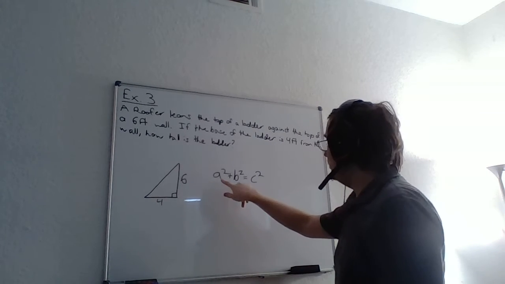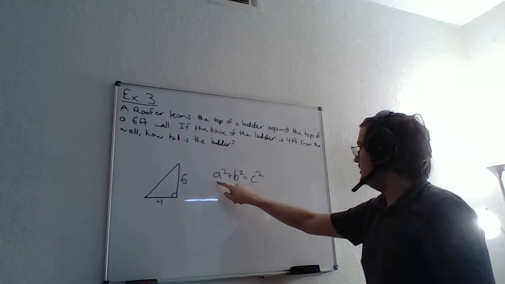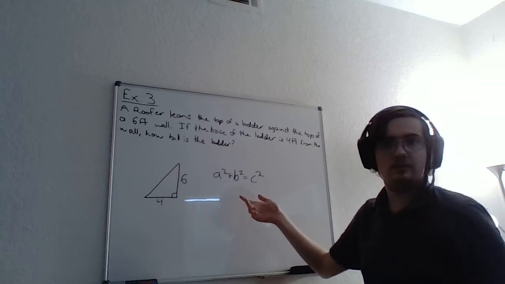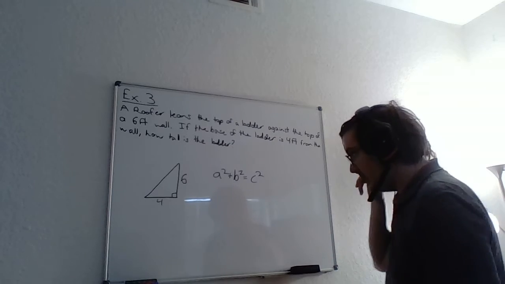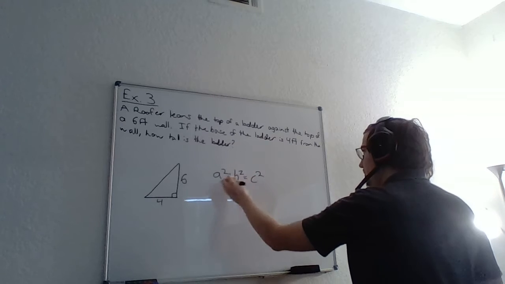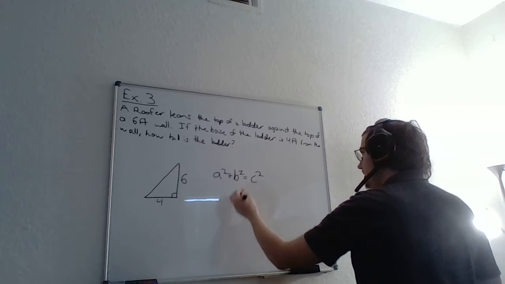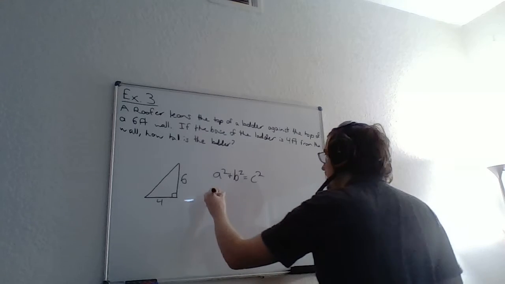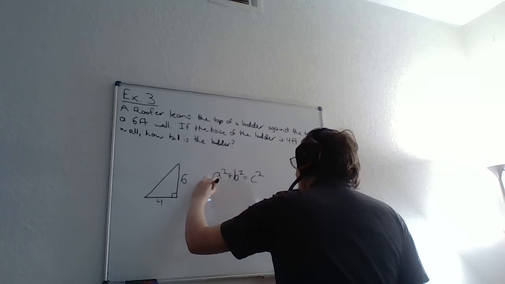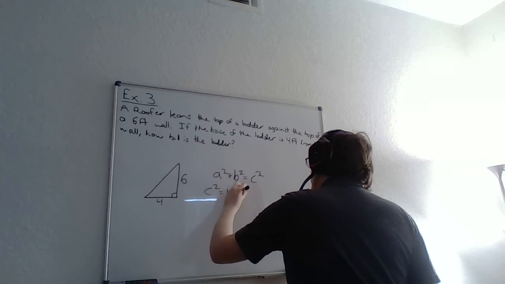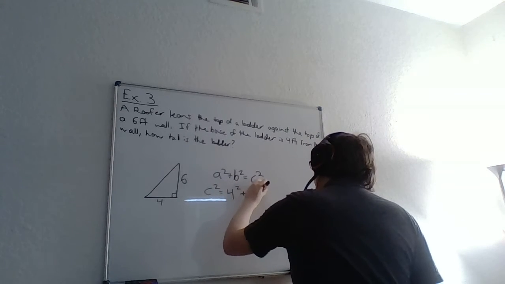So, if we know any two of these three quantities, we can find the third through this equation. In this case, we know this one and that one. We'll just plug in here. Let's say that 4 is a, 6 is b. Again, it doesn't matter. We'll end up with c squared equals 4 squared plus 6 squared.